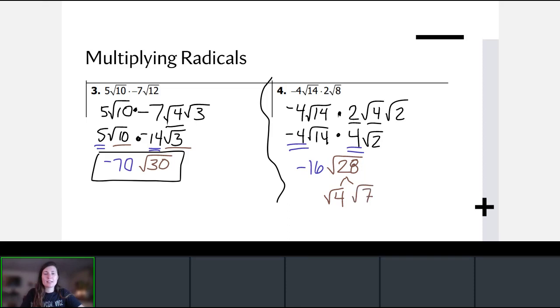So we have that negative 16 out front. The square root of 4 is 2. The square root of 7 is just the square root of 7. And we have a negative 16 times, and run out of room here, negative 16 times 2. So we'll have negative 32 square root 7.